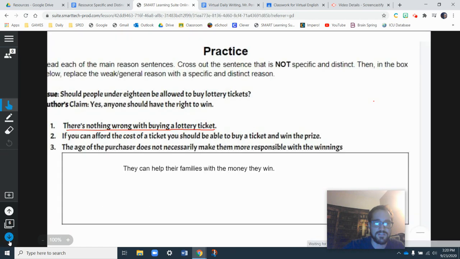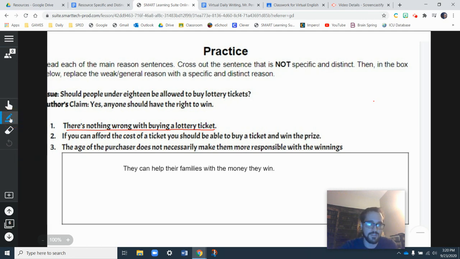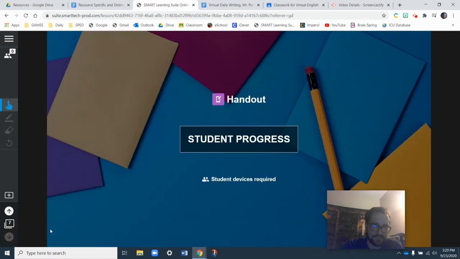So we'll finish editing and we'll go back to the original page. See, now it's in there. They can help their families with the money they win. I took that out. I'm taking that bad boy out of here. I'm saying, nah, get that out. I don't want it. Right? Now, when you go to the next slide, this is what you'll do.